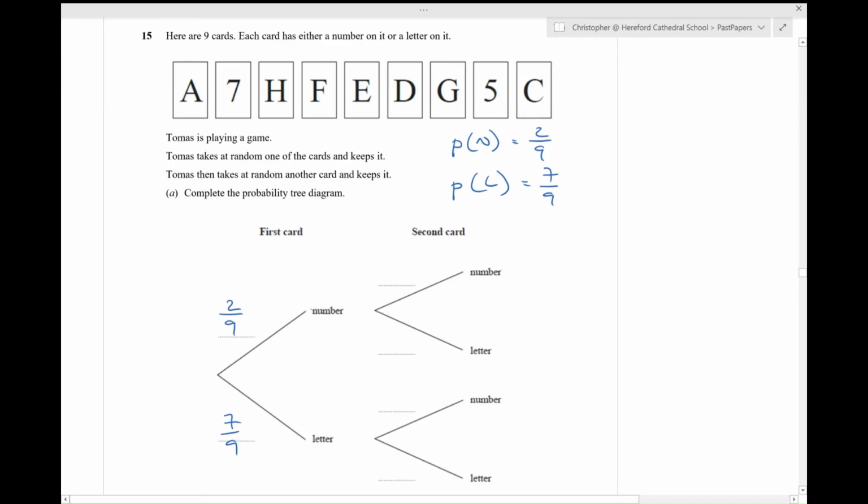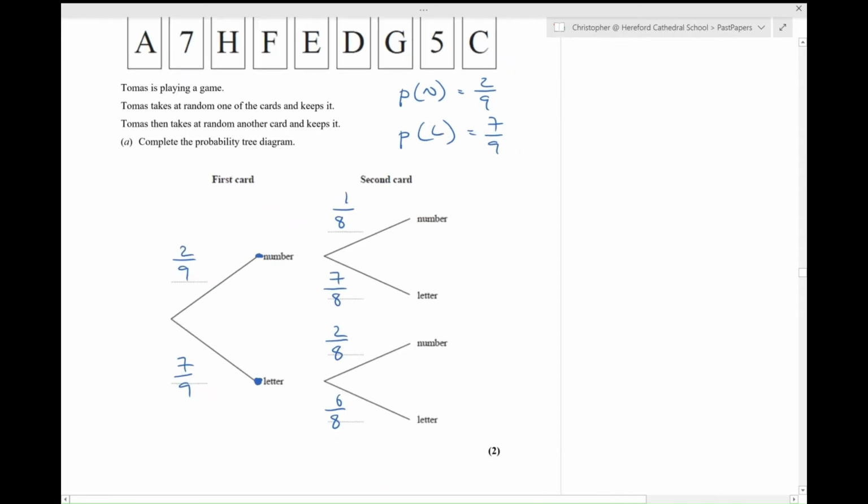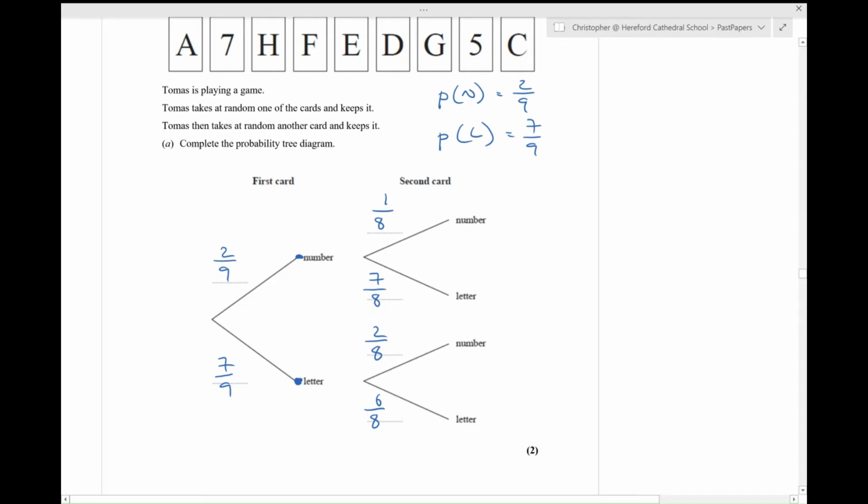He keeps it, remember? So there's only one more number left out of the 8 cards, and there are 7 letters left out of the 8 cards. Now let's go back to the beginning. Let's imagine that his first card he takes is a letter, so we're here now. That means that there are only 6 letters left out of the 8 cards now, and there are still 2 numbers left out of 8. So that is the probability tree diagram completed.